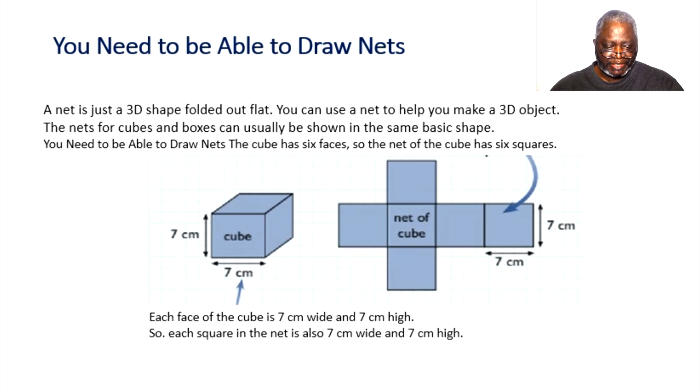You have a 7 by 7 centimeter cube. It can be divided into 6 sides. All of the sides are of the same area or the same dimension. So each face of the cube is 7 centimeters wide and 7 centimeters high. So each square in the net is also 7 centimeters wide and 7 centimeters high.